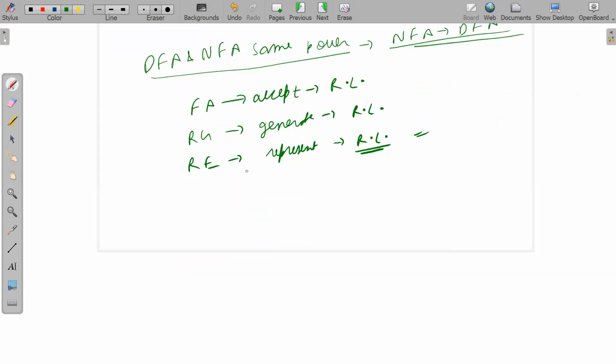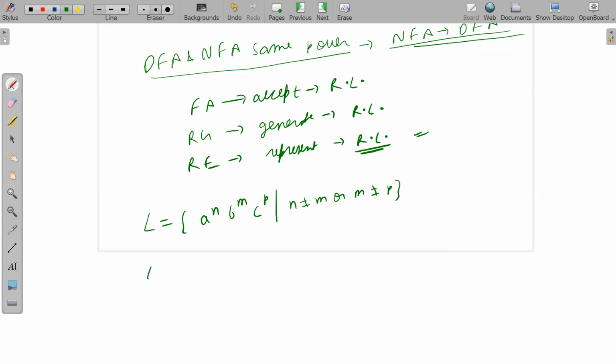Now, what about my CFL? CFL will not be closed. Let me give you one counter example here also. I am saying that L consists of A power N, B power M, C power P, such that N is not equal to M or M is not equal to P, like this.